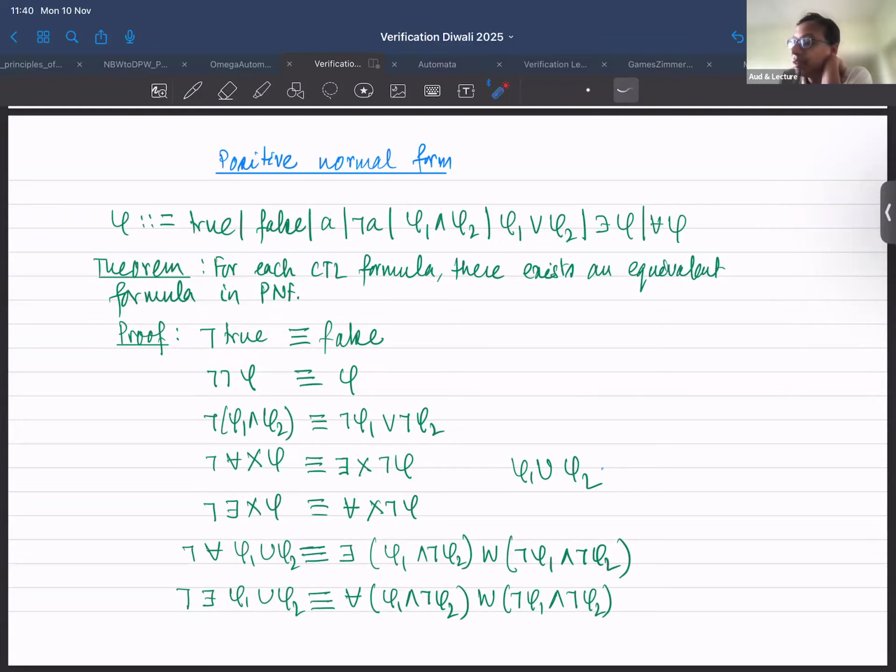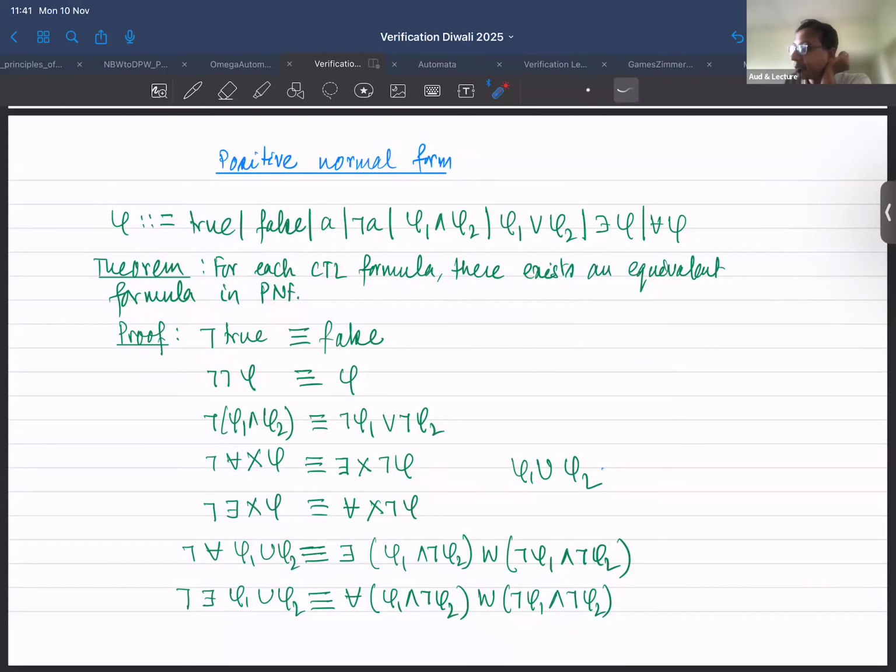So the thing is that in the state formula, in the positive normal form, the negation is allowed only on the propositions, okay? And the path formulas remain the same. In the path formulas, if you recall, even in the standard CTL, we don't allow negation on the path formulas directly. So the negation was on the state formulas. Here we are saying that the negation is only on the proposition, and the path formula essentially remains the same.